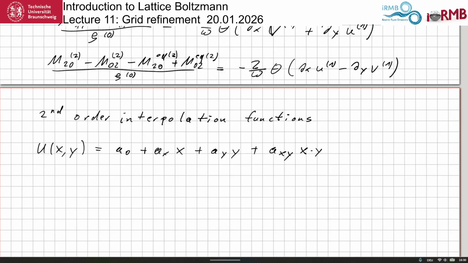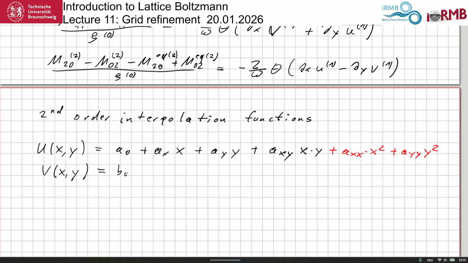So now if we have these four nodes on the vertices, yeah, we can recover these four terms, which we call bilinear interpolation. Yeah. So this is not complete for second order polynomial because there are two terms missing, and the ones that are missing are axx times x squared plus ayy times y squared. So they cannot be recovered directly from the velocity itself. They need more information.